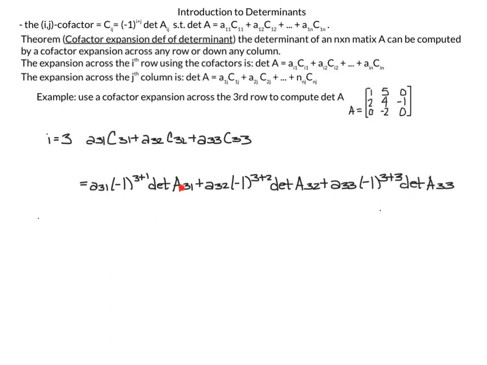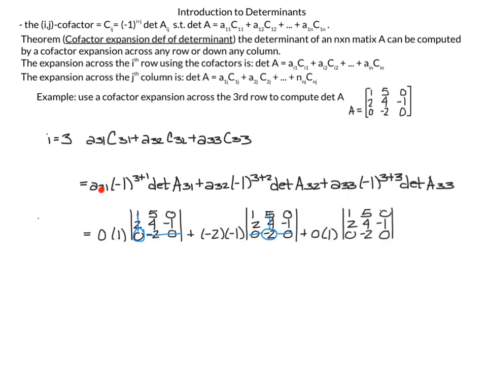This just matches here. Plus, now we have A32, again my negative 1 term, raised to the 3 plus 2, determinant of the matrix A32. And then last we have our A33 term, our negative 1 to the 3 plus 3, just these two added together, determinant of the matrix A33. Now I'm going to plug in the numbers. Third row, first column, that's a 0, times this would give me my positive 1, determinant of A31.